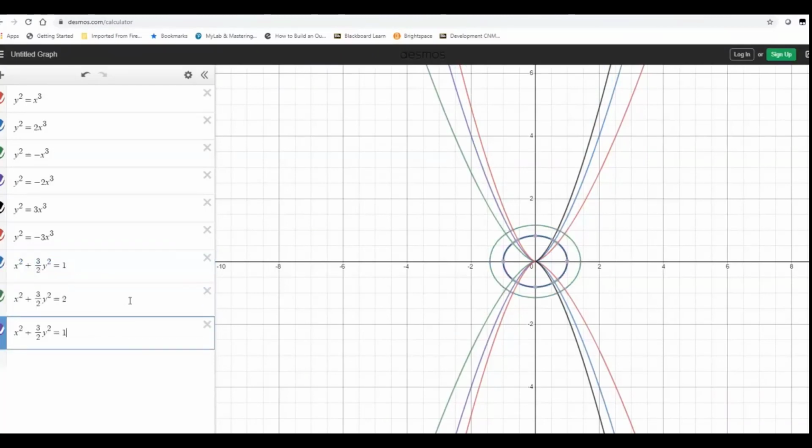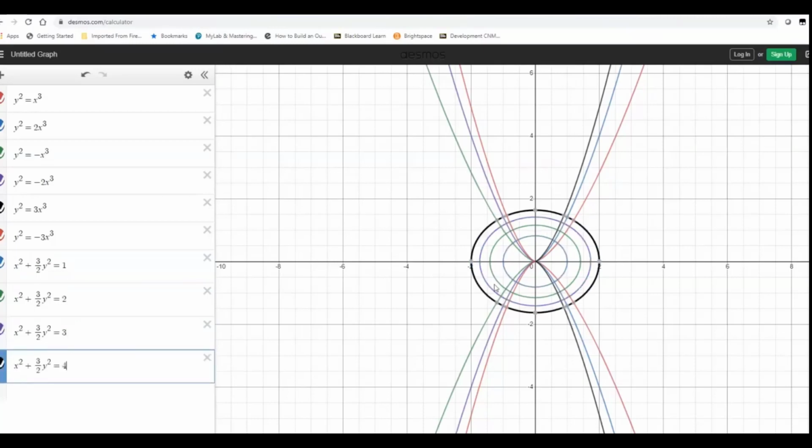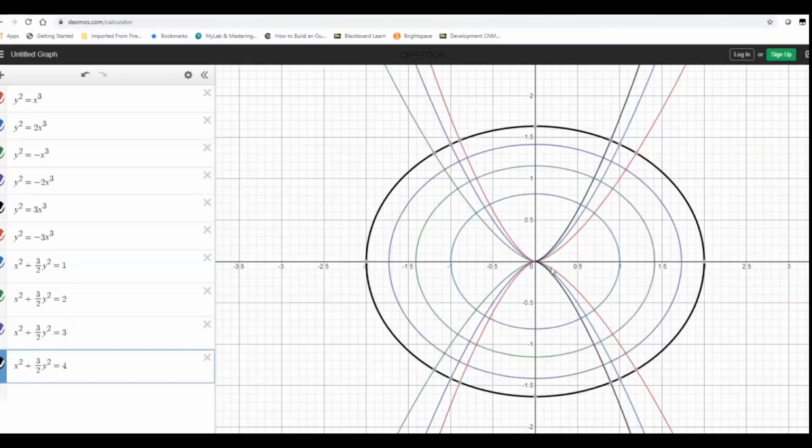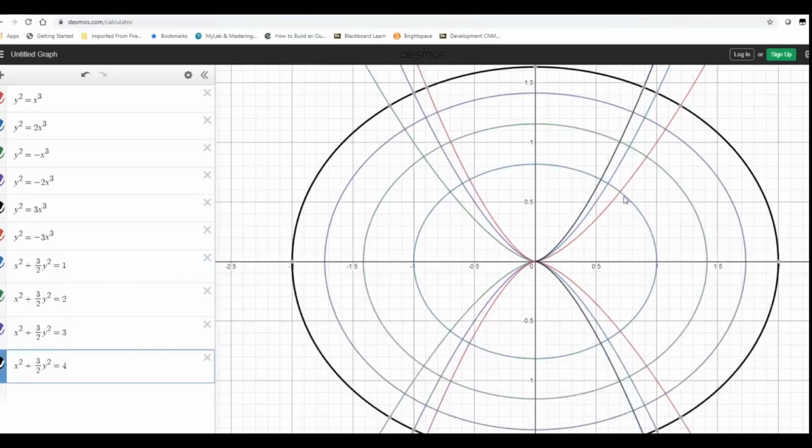And now, in particular, just notice how this new family of functions is crossing the old family of functions. See that? Look closely. How are they crossing each other? At every point, how are they crossing each other? At right angles. You see that?